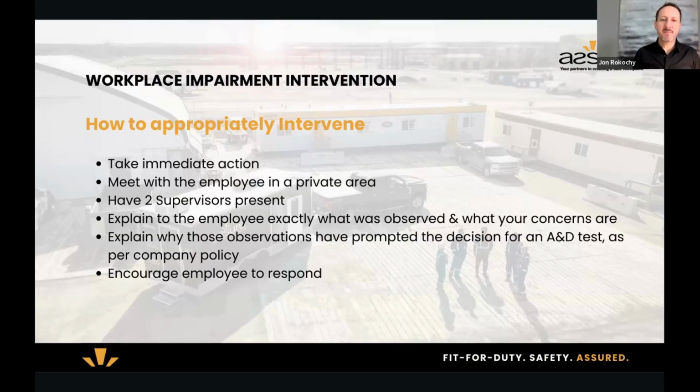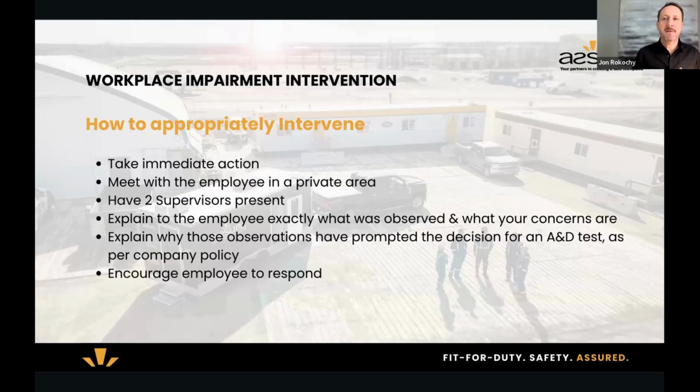So you're going to remove them from duty, go to a private area, and explain to the employee exactly what was observed. Here's what my concern is. My concern is you came in an hour late. You smelled like alcohol. You were staggering, slurring your speech. I had reports from a number of people saying they were concerned about you. That's what we're here to talk about right now. You know that we have a drug and alcohol policy here at our company, and because I'm a safety manager here, part of my duty is to enforce that policy. So that's what we're here to talk about, and give them an opportunity to respond.